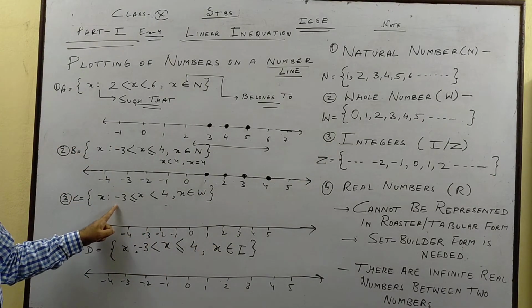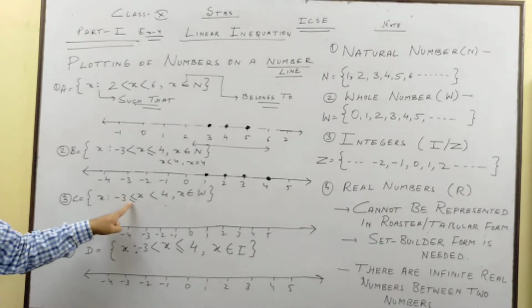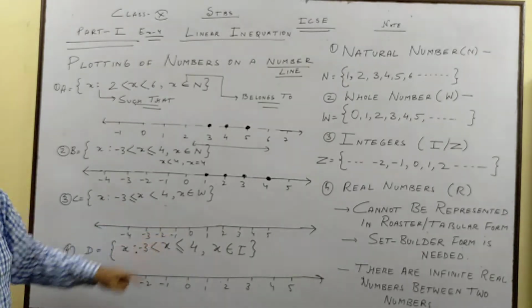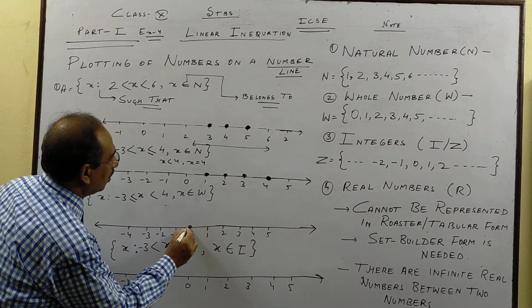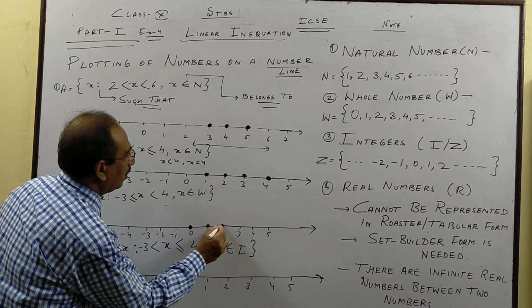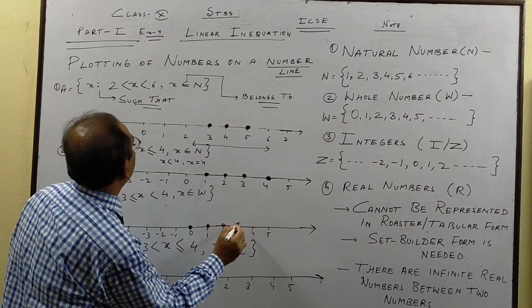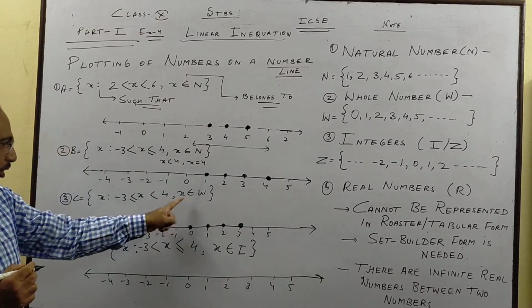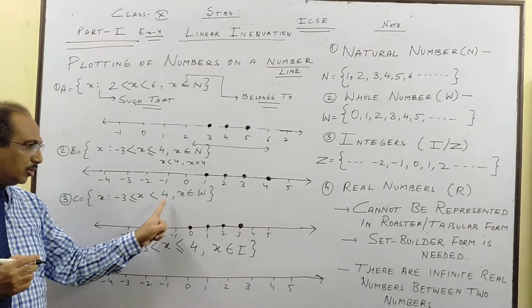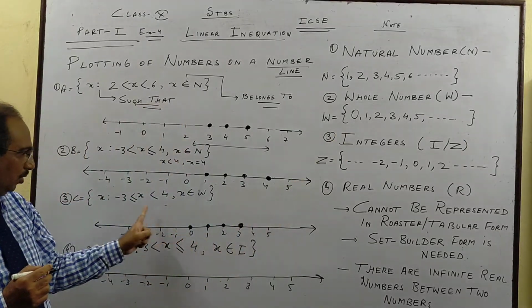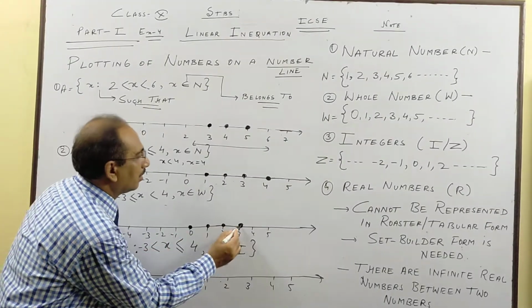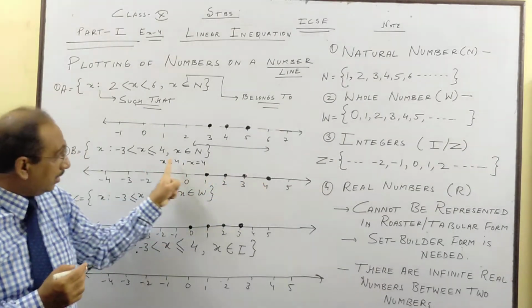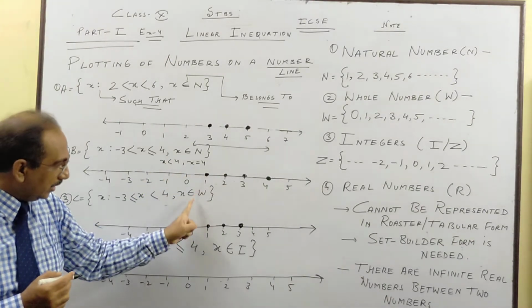So here what we do, students, is we have to plot x greater than or equal to -3, but whole number starts with 0. Whole number starts with 0, 1, 2, less than 4. So x belongs to whole number greater than -3. Don't see here because whole number starts with 0. 0, 1, 2, 3. Don't take 4 because it is less than 4. Here in this question it was less than or equal to 4. So we had taken less than 4 and equal to 4, but here it is less than 4.